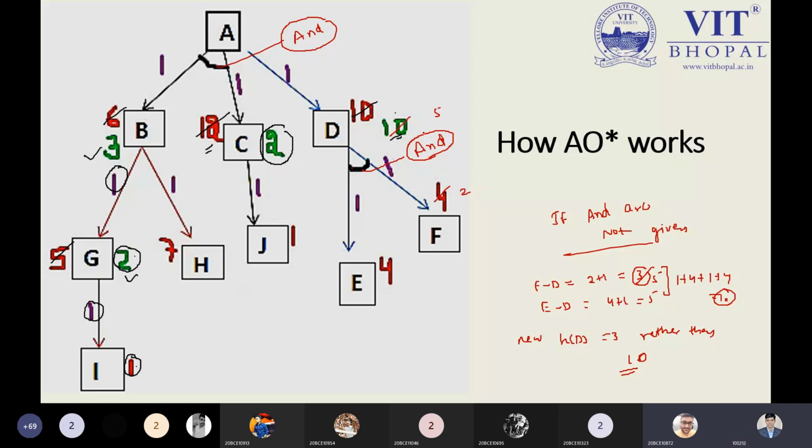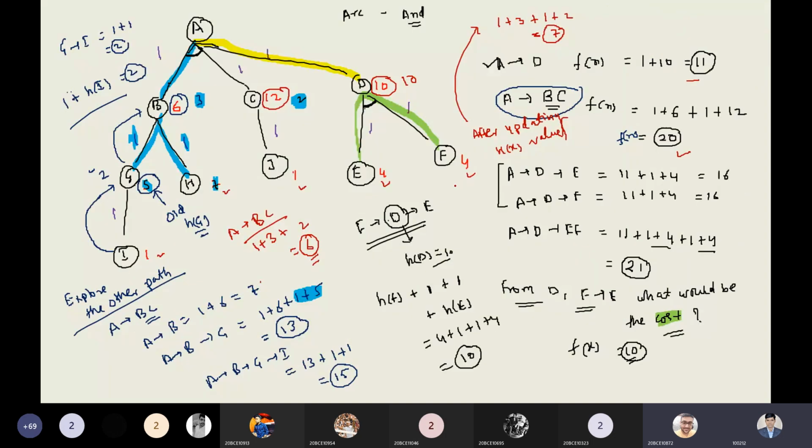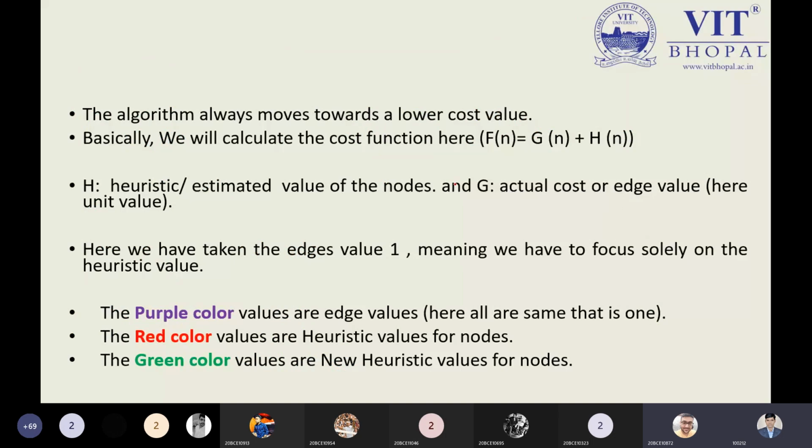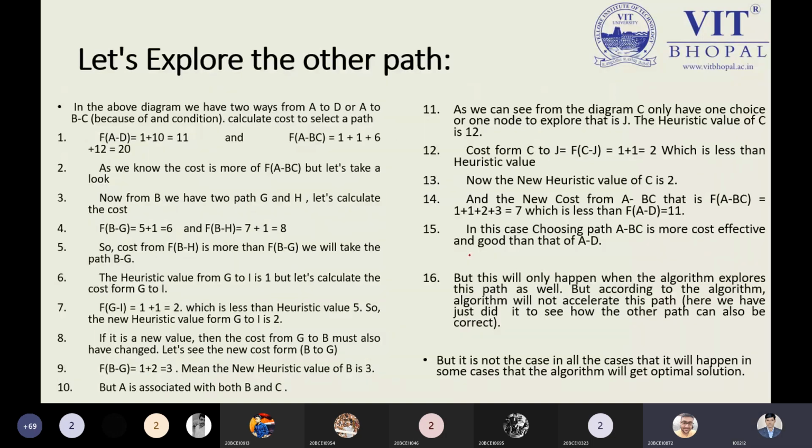Okay, so this is the example I have given, the idea of the thing. The rest of the part you can read from the notes. Everything I have explained is mentioned over here. It's basically 10 as the cost of bridging F to E from D. So everything I have spoken already, and these are the points I have already discussed.